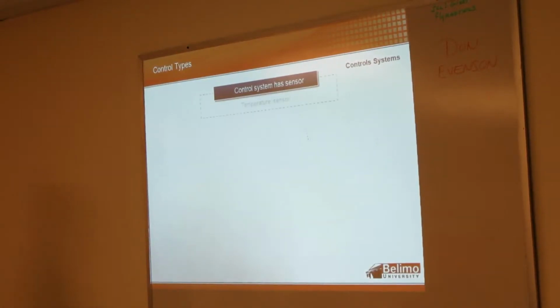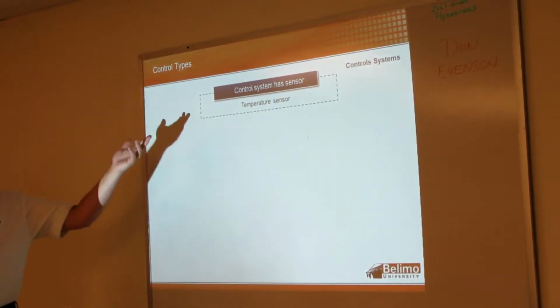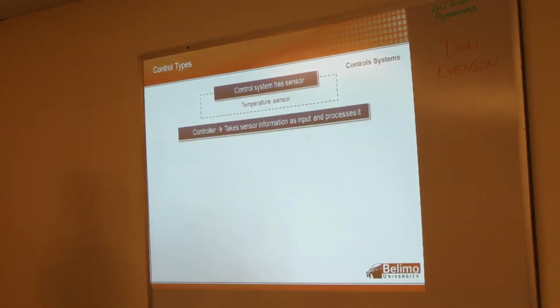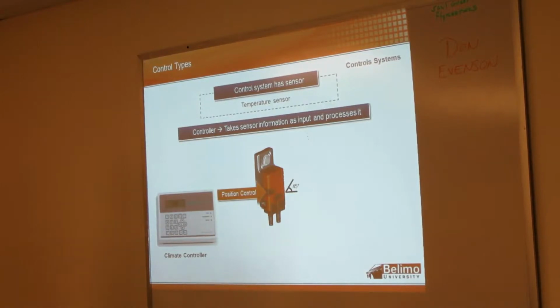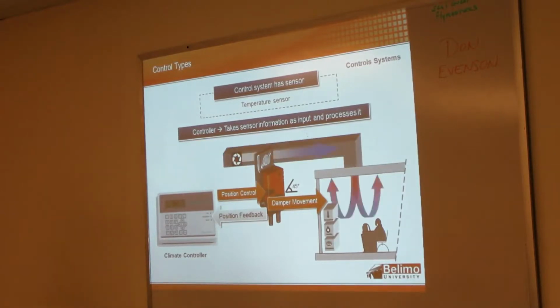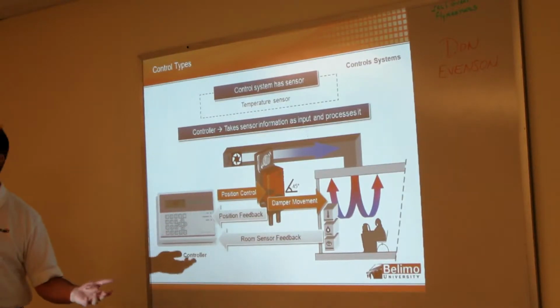So control systems in general, you're going to have a temperature sensor, well, some type of sensor, usually a temperature sensor, probably have humidity sensors as well. The controller will take the information from the sensor and do something with it. Very basic controller here. It sends a signal to the actuator to position it. It gets feedback from the actuator. The actuator, of course, is moving a damper. The controller then gets feedback from the room sensor to try and make a decision. Do we need more or less heating or cooling?